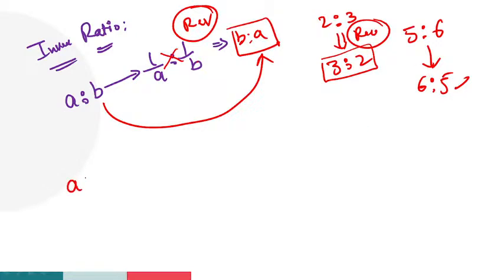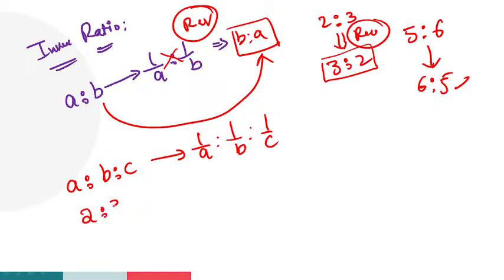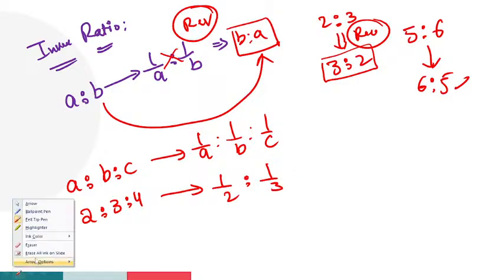For example, A is to B is to C. The inverse ratio is how much, guys? 1 by A is to 1 by B is to 1 by C. If more than 2 terms are given, we have to solve the problem step by step. For example, 2 is to 3 is to 4. The inverse ratio is how much, guys? 1 by 2 is to 1 by 3 is to 1 by 4.